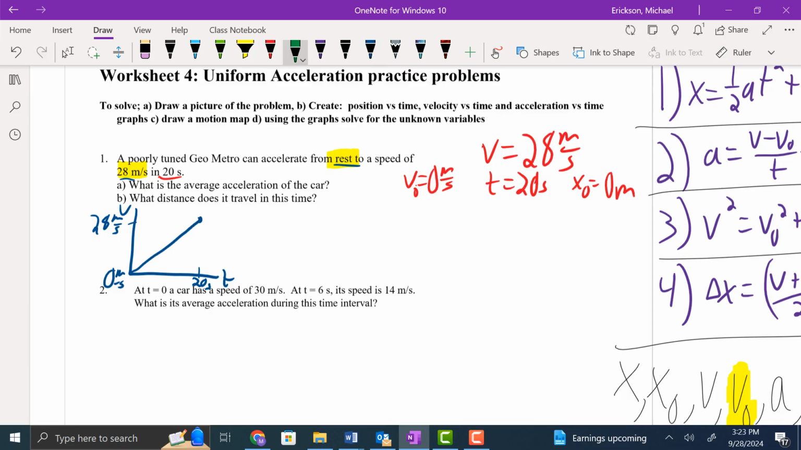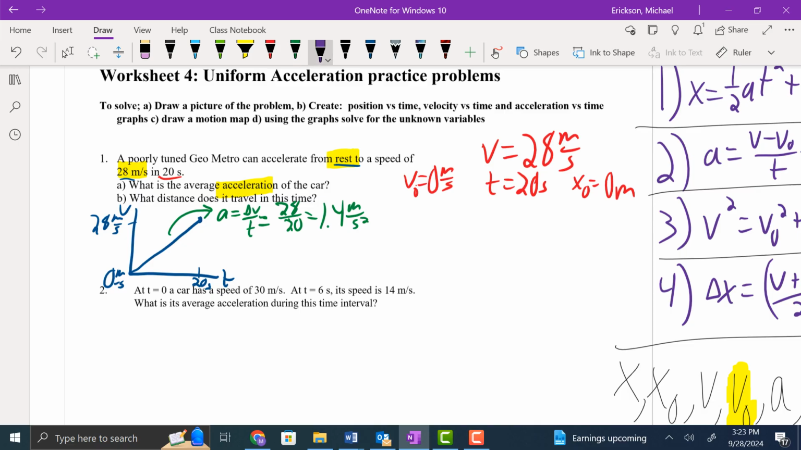Now, if you've been following along, then you know how I can get acceleration from this without even using one of these fancy equations over here. I'll just use a is equal to delta v over t, which is going to be, I go up 28 meters per second over 20 seconds. That's going to give me 1.4 meters per second squared. So that's my acceleration there.